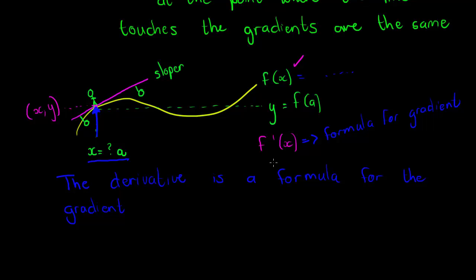Well, easy. I take the derivative. That derivative is a formula for the gradient. The derivative will have x in it because if I substitute a value for x, it will tell me the gradient at that point. So if I substitute, again, a known value for a, something like 3, into the derivative that I found, I will get the slope at that point.